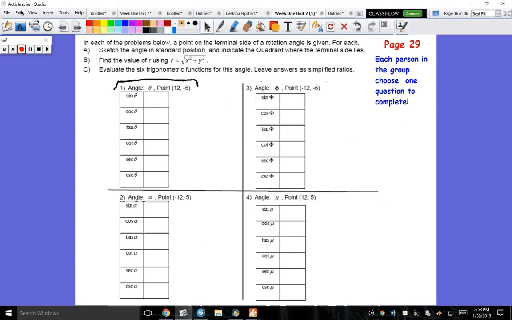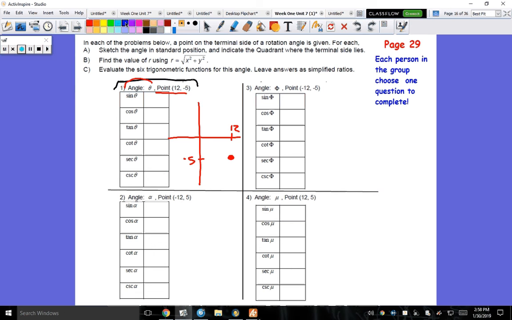Okay. So, the very first thing that they give us is an angle theta and a point 12, -5. Already, from what I've talked about, I want you to envision where 12, -5 is. What quadrant is it in? 4. Because a positive 12 and a -5 would be right here as a point. Quadrant 4. Because remember, it's 1, 2, 3, 4. Okay?